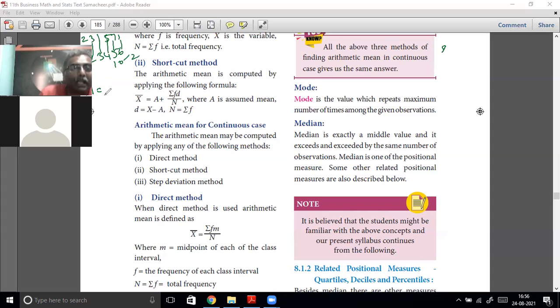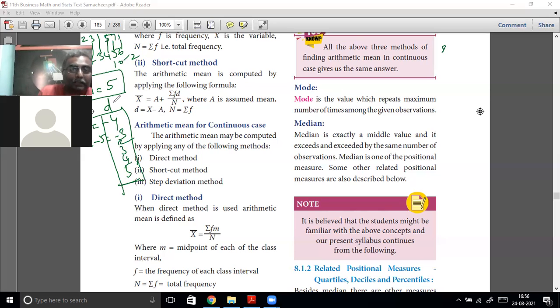What will I do? With the assumed mean, you have to calculate d. d is equal to the value minus the assumed mean. I mean 1 minus assumed mean. Suppose you assume 5. 1 minus 5 is minus 4. 2 minus 5 is minus 3. D will be like that. This is the D column. 10 minus 5 will be 5. 9 minus 5 will be 4, 3, 2. It will come like this.